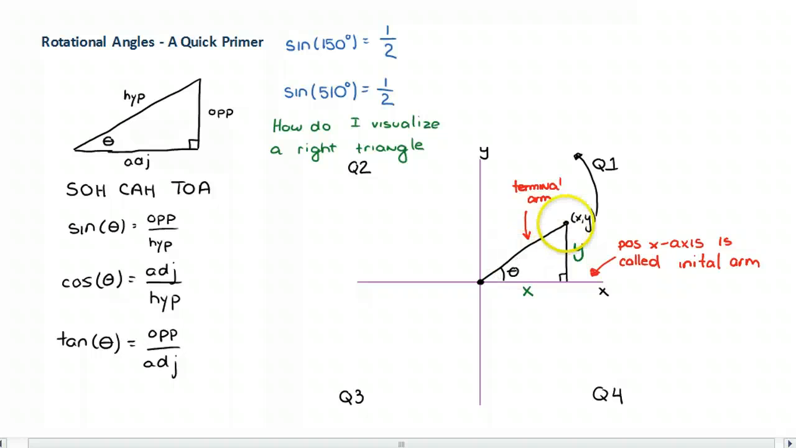So then the question comes, well, what do we call this arm? And if we imagine this arm rotating around, we trace the point, we get a circle, and this arm would be the radius. So we call this r.